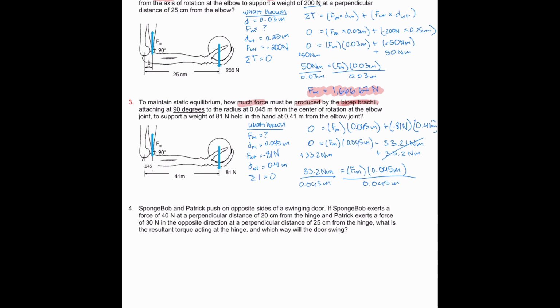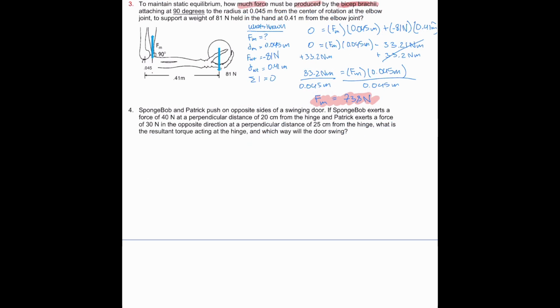Once we plug that into our calculator, we get the final answer: the force produced at the biceps brachii, our muscle, would be equivalent to 738 newtons. Like I mentioned, it's the same exact process as the question above, just the wording of the question is different, so look out for those key notes that we mentioned earlier.